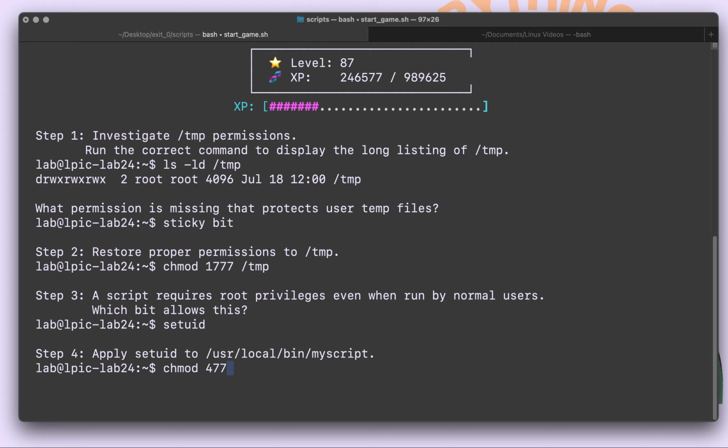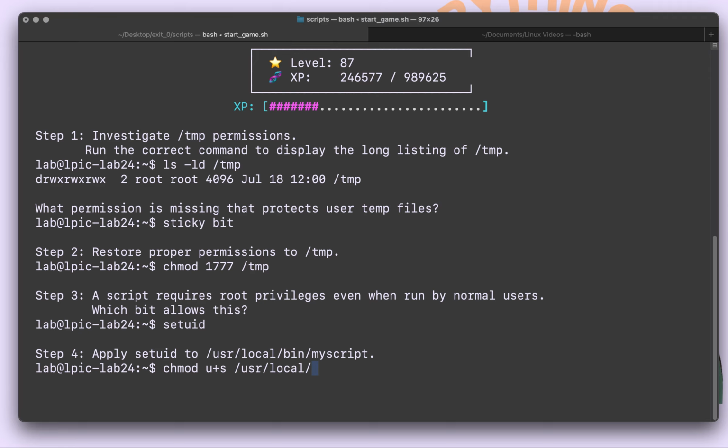Now with the 4755, what we're saying here, the 4 represents the setuid. The 7 represents the owner. This 7 represents the group. So the group and the owner have full read, write, execute permissions, whereas everyone else would just have read and execute permissions, but not write permissions. So they have read, execute. Yep, that's about right. So now let's go back to this one. And let's do the path. Oh, there we go. Local, and then bin.